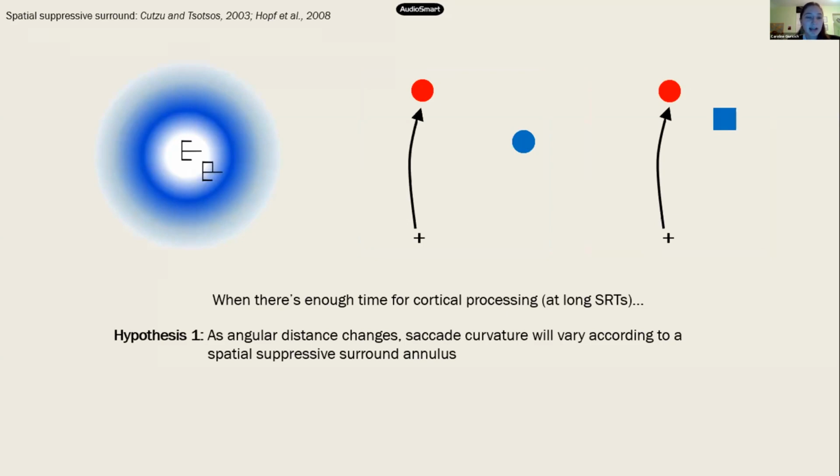And so this is the idea that when the target and distractor are close enough together, they're in an attentional or excitatory spotlight, but as the distractor moves further away, it is suppressed according to this gradient, where we get the most suppression at a medium distance away from the target. And as the distractor moves even further, we get suppression that's reduced.